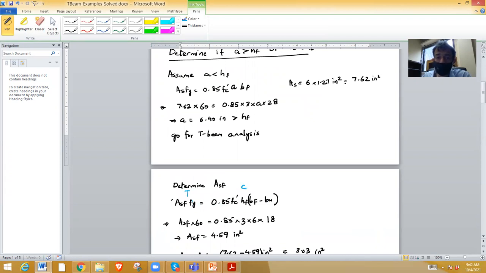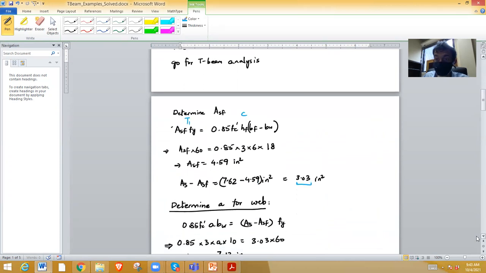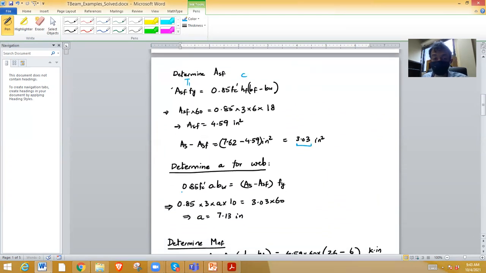What is T? ASF T1 is ASF times Fy. So ASF you can calculate as 4.59 square inch. Now AS minus ASF is of course whatever is remaining. So 7.62 minus 4.59, that is 3.03. This is AS minus ASF. Okay. Now what is the A for web? 0.85 Fc prime A times BW for the web, that is AS minus ASF times Fy. Now we know this value, so we got A.